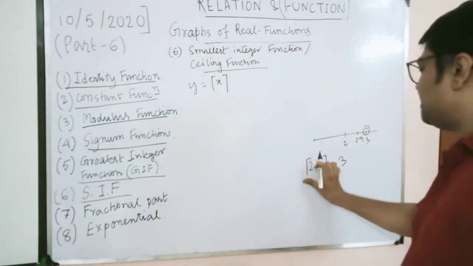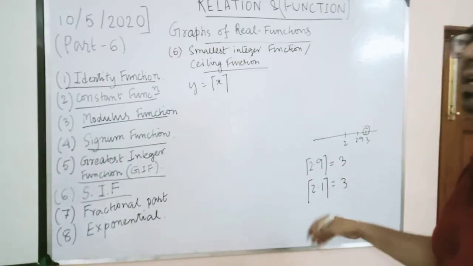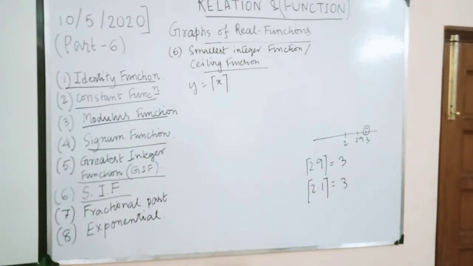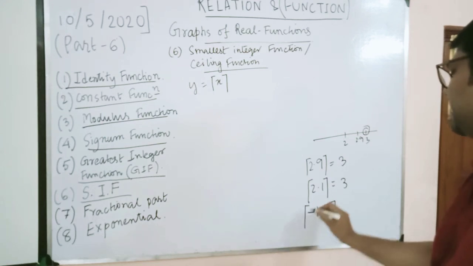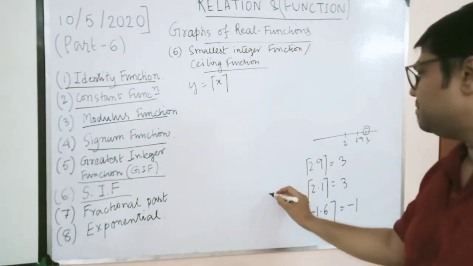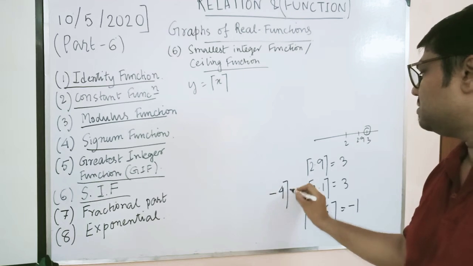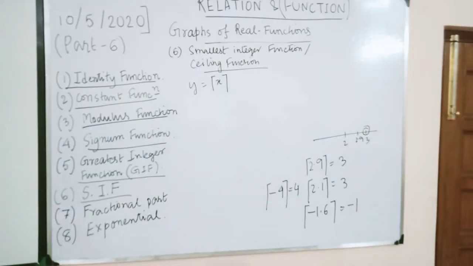So if it is something like 2.1 also, it will be 3, because the right-hand side integer of 2.1 is 3. Now if you put a negative value like minus 1.6, the right-side value is minus 1. And obviously any integer, like minus 4, will stay the same, minus 4 only. So this is the simple thing, and this graph will also be a stair-looking graph, a step kind of thing.